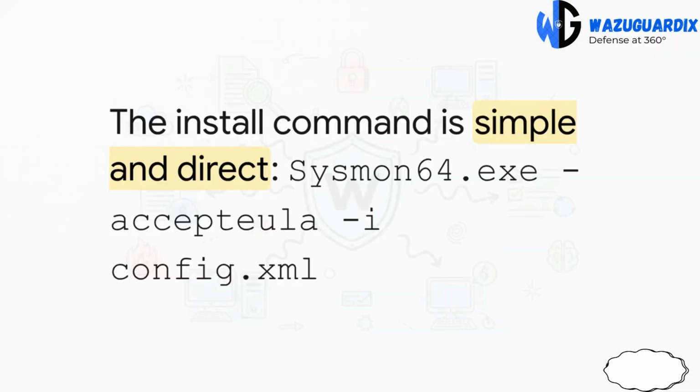And here it is. This is the magic little command that makes it all happen. That's it. You're just telling Sysmon to accept the license agreement and pointing it to that config file you downloaded. Getting started is literally that simple.